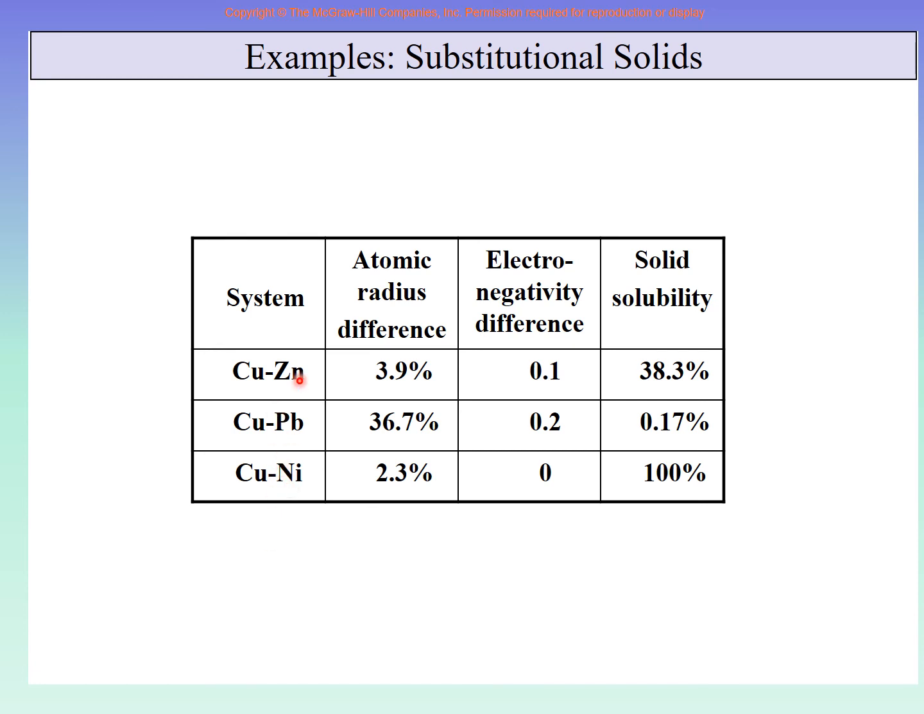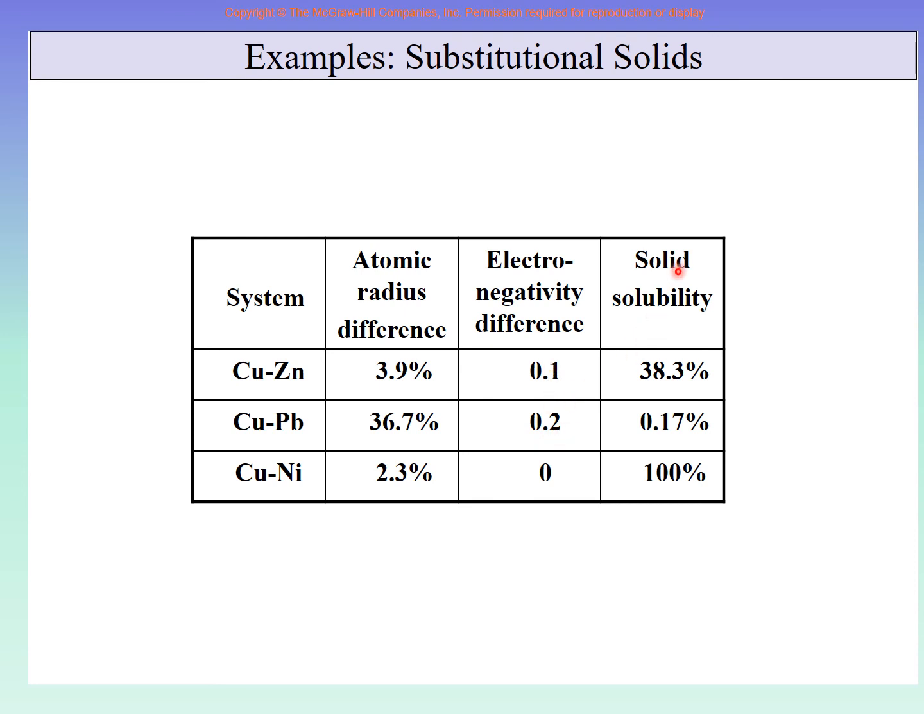Why are they substitutional type? Because the difference in atomic radius is, you see here, 3.9. So this will be good solubility. Here it is 2.3, much less than 15%, good solubility. But for copper and lead the atomic radius difference is almost 37%, much bigger than 15%. So the chance of solubility will be very small. The electronegativity difference here is 0.1, which is small. Here it is 0, no difference. So this one and this one will have high solubility. There the electronegativity difference is 0.2, larger than this, so there will be less chance of good solubility.